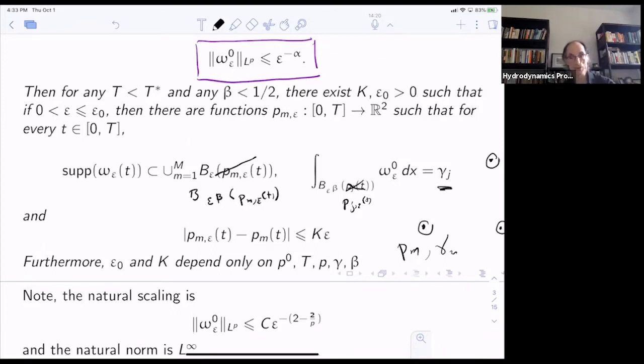Okay, so that's one assertion. So we lose size. We go from epsilon to a smaller power of epsilon, meaning a bigger ball. But the solution retains this structure of looking quite a lot like a sum of delta functions, and it retains the masses of the delta functions. Finally, the epsilon trajectories are close to the trajectories given by actually solving the ODE. Okay, and so this is a very satisfactory theorem.